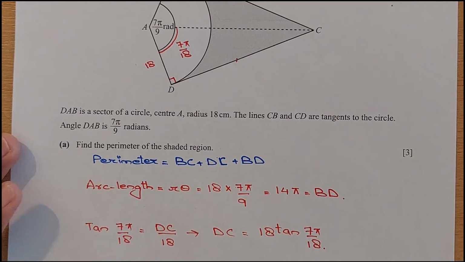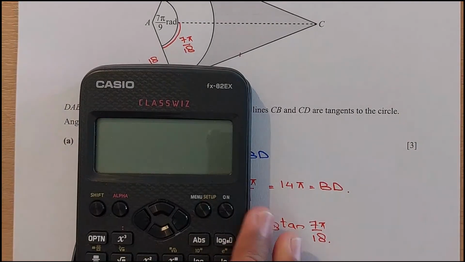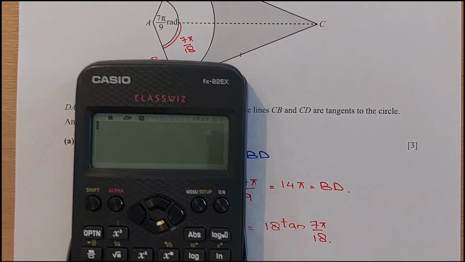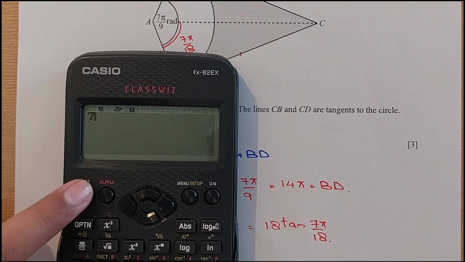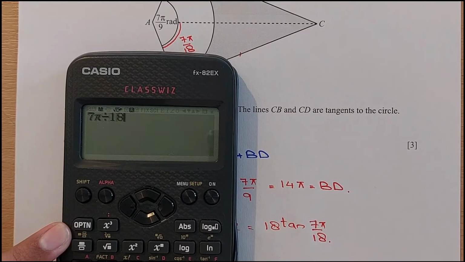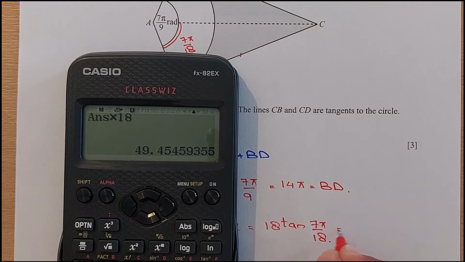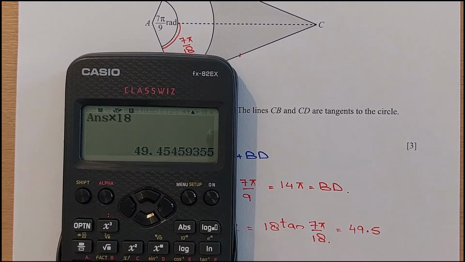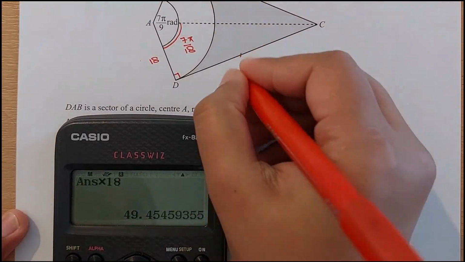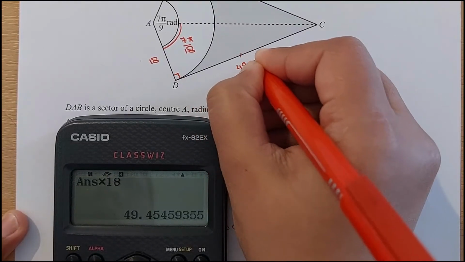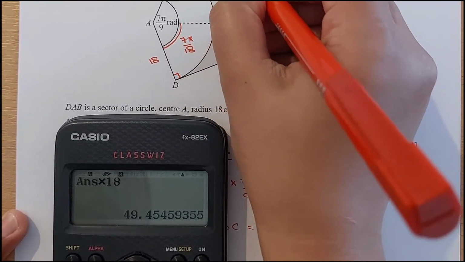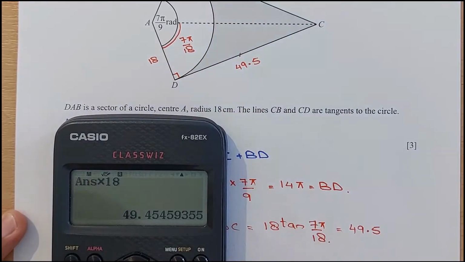So let me calculate it. It must be in radians, right? My calculator is already in radians. 7 pi divided by 18, tangent of the answer, and then times 18 is 49.545, just round to one decimal place. So this side is 49.5 centimeters, this side is also 49.5 centimeters, right?